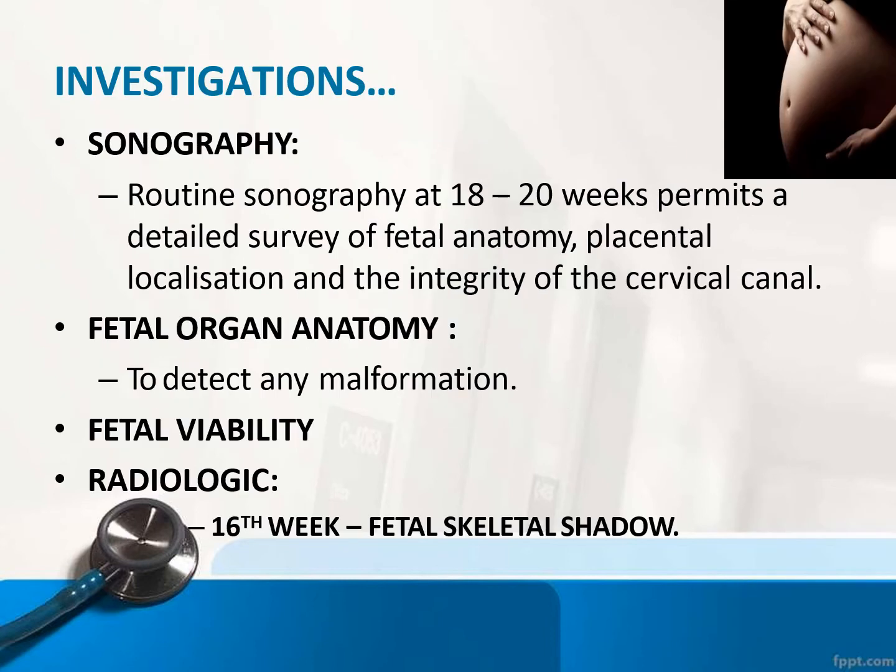Next investigation in the second trimester is sonography. You can do the routine sonographic examination, ultrasonography, between 18th to 20th week of pregnancy, and it will help you to identify the fetal anatomy, location of the placenta, and you can identify whether the cervix is fully closed or not. And even the fetal organ anatomy also can be identified. Even fetal sex also can be identified, and we can make sure that the fetus is alive. And in the radiological examination, if you are taking an X-ray after 16th week, you can see the fetal skeletal shadow.